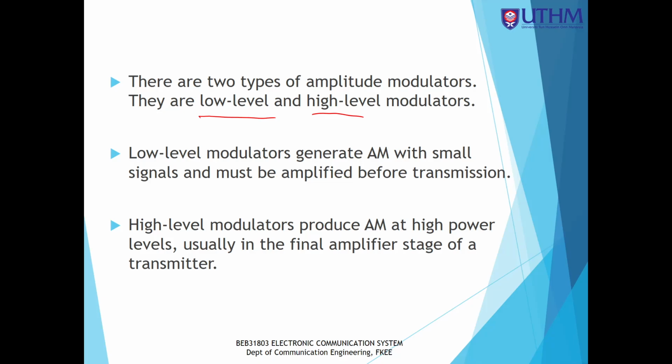That's for the low level modulator. It produces low amplitude of output signal. For high level modulator, it produces high amplitude of output signal, which is suitable for direct transmission. We can directly transmit the signal.